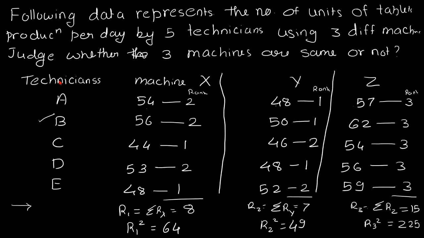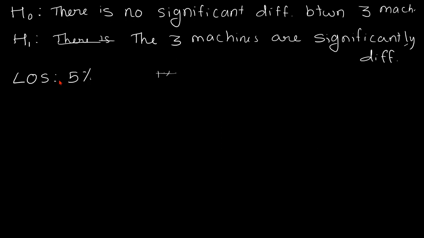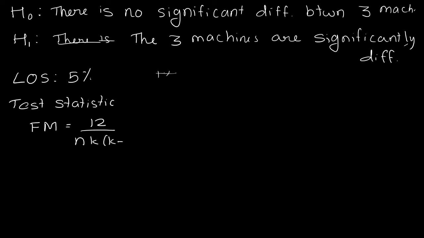Now, once this data has been given, next step is setting up the test statistic. Now, in this case, the test statistic is my Fm equal to 12 upon n into k plus 1 into R1 square plus R2 square plus R3 square. Okay. Minus 3n into k plus 1.